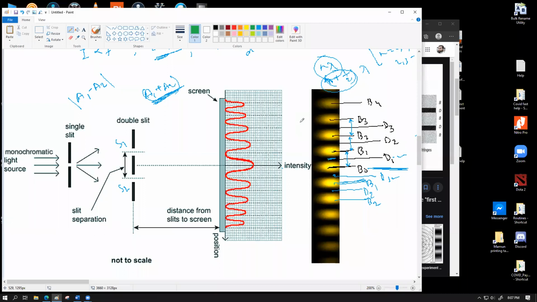Do you understand the question? Why are the dark fringes unaffected by the distance factor, whereas the bright fringes are affected by the distance factor? That's my question in short.